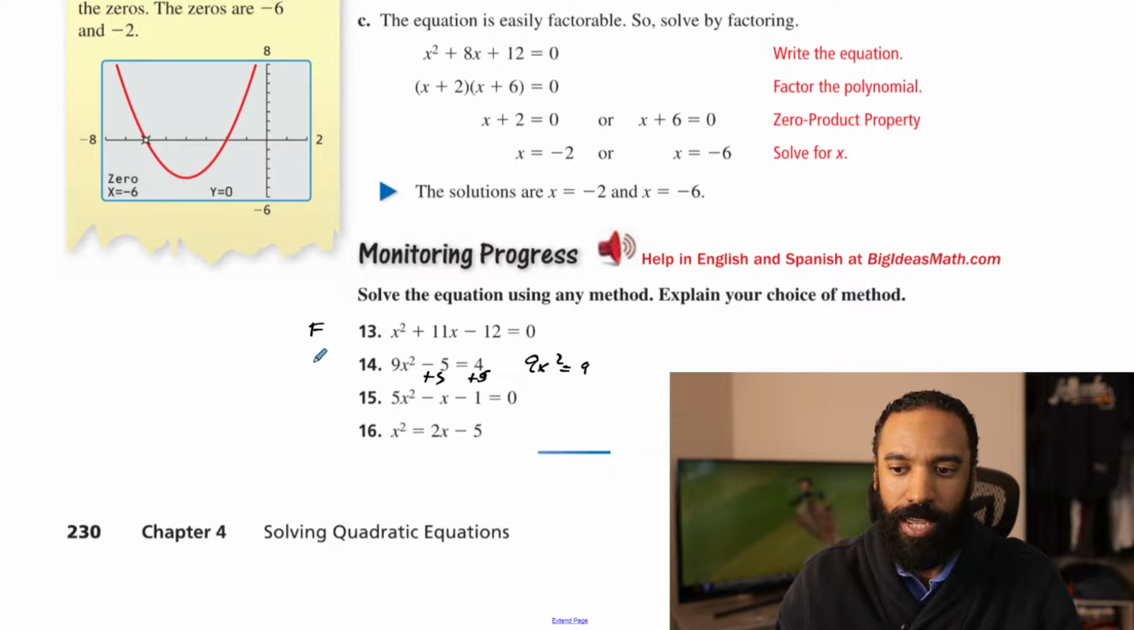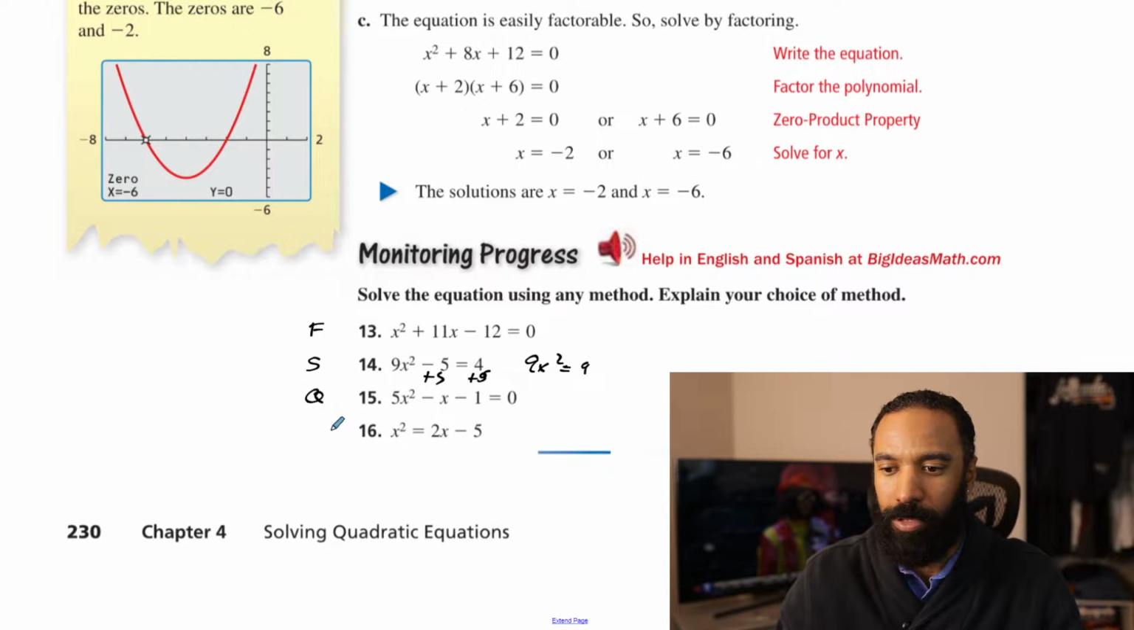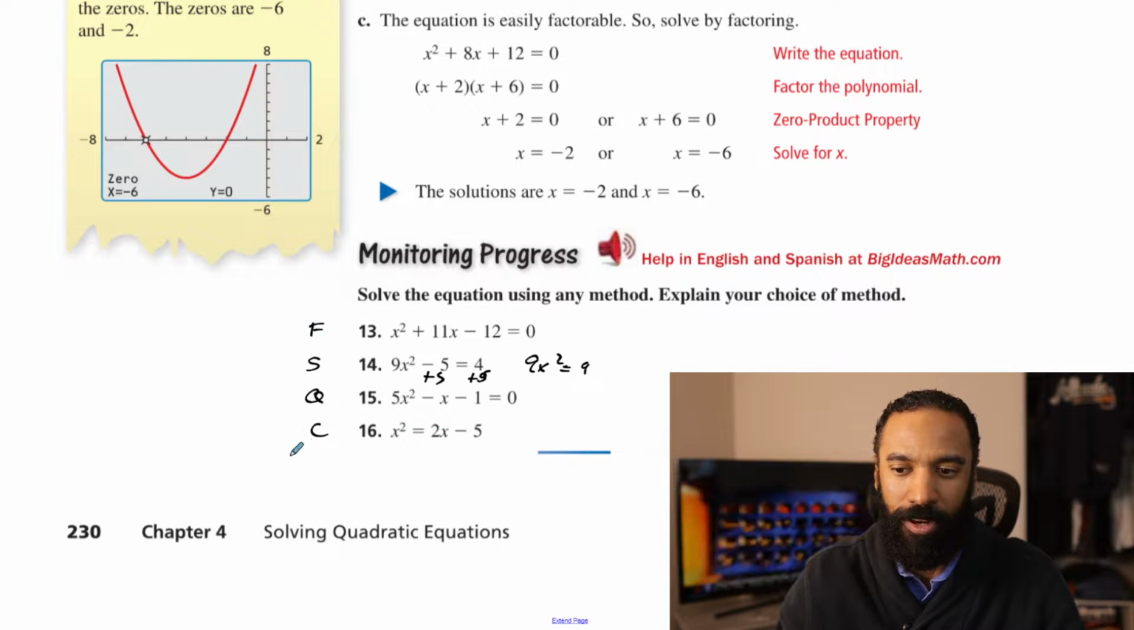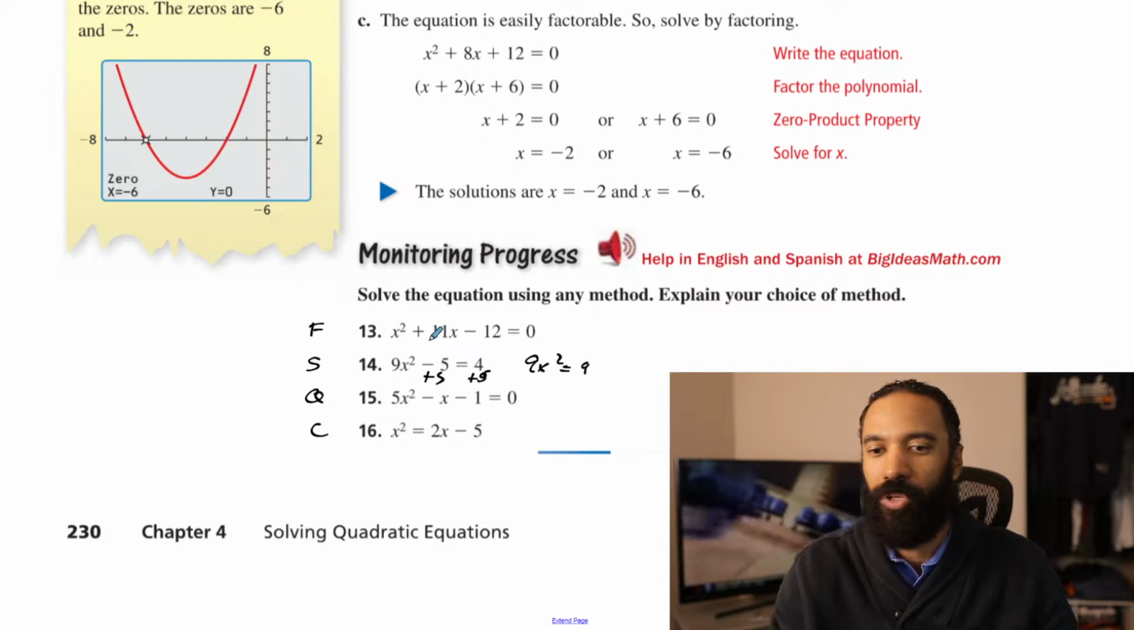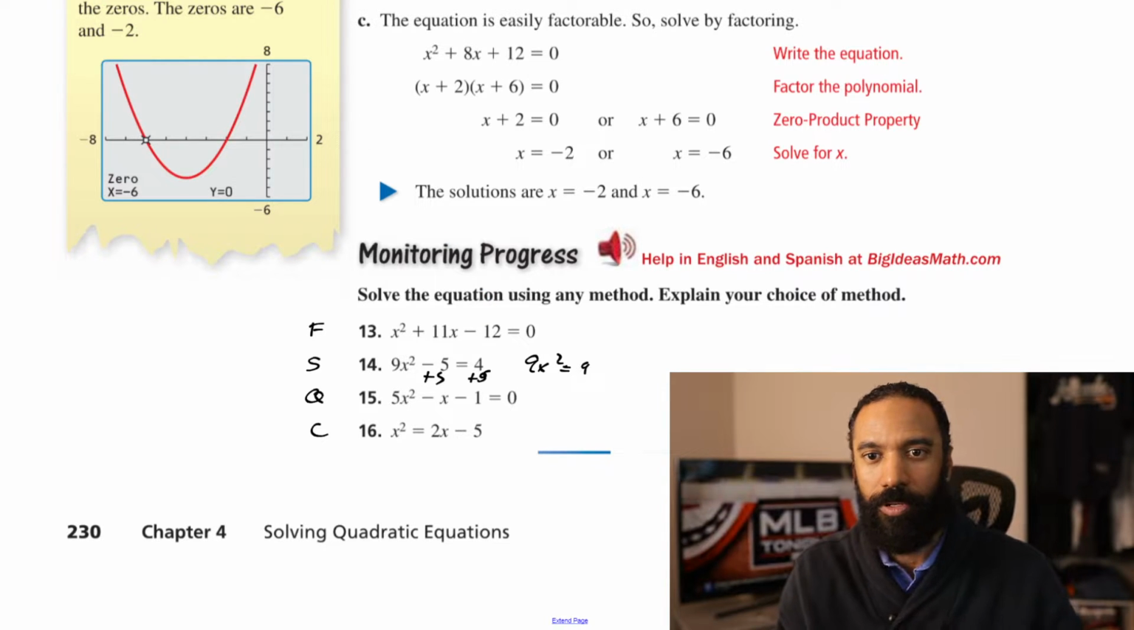So let's see, factoring, square roots, quadratic formula. I'd use completing the square here. It doesn't look factorable, but if I subtract 2x over, I'm going to be pretty good on that. Factoring, square roots, quadratic formula, completing the square, looking good. Those are my methods. That's what I would do.